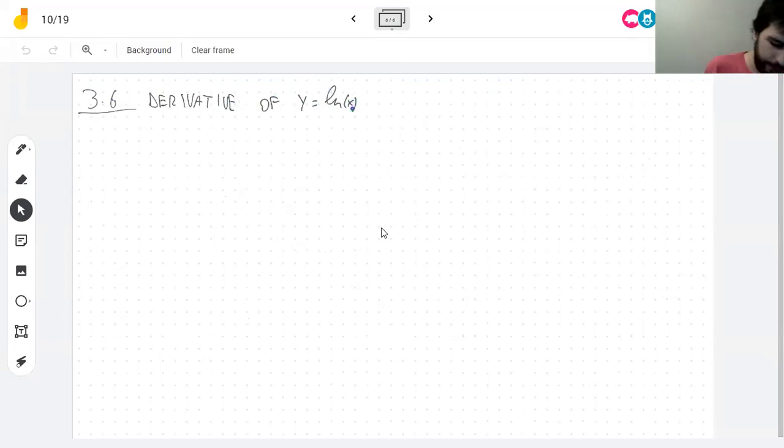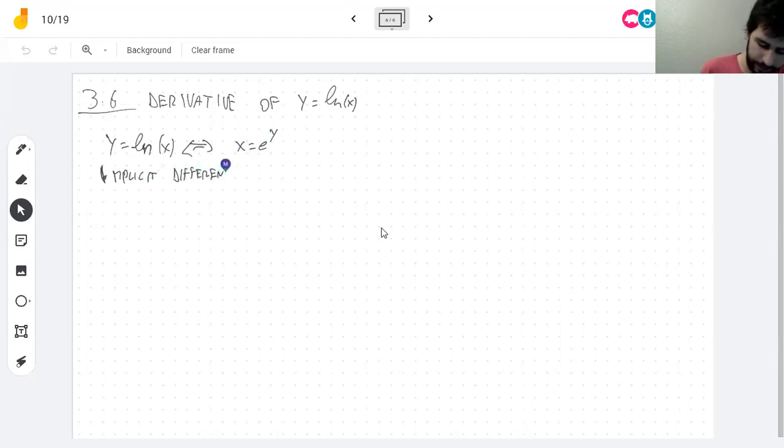So the thing with the logarithm is that it's the inverse of the exponential. So if y is the logarithm of x, that would make x equal e to the y. It's basically what I was just doing for the trig functions, except it turns out easier, because I don't have to use trig identities here.